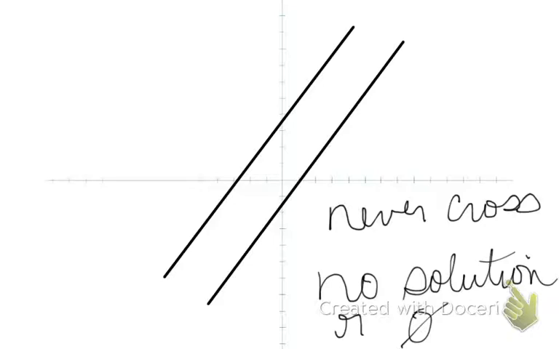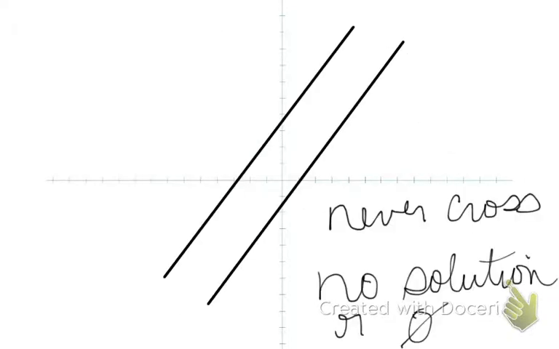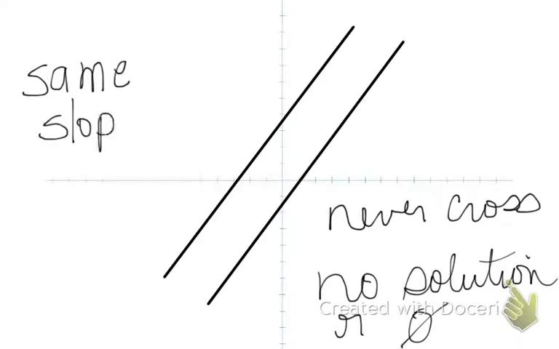In this graph, there are two lines that are parallel. They never cross. Now remember something about parallel lines. Parallel lines have the same slope.